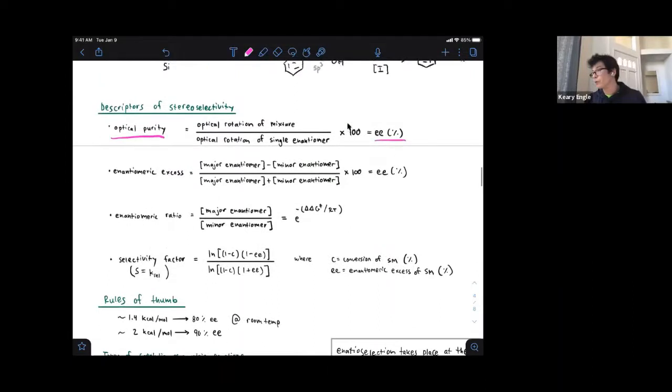Of course, now we don't measure optical rotation unless reviewers ask us to, or journals have that standard, because we can measure an enantiomeric ratio directly using chiral HPLC, chiral GC, SFC, etc. And so enantiomeric excess is just defined as the ratio between the concentration difference or the quantity difference between the major and minor enantiomer divided by the sum.